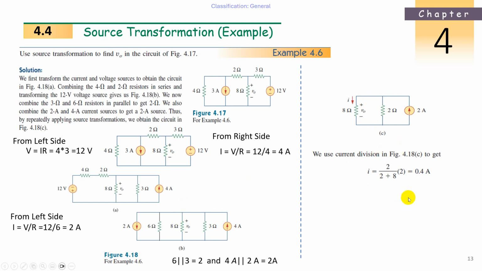So once you get the 0.4 amperes, what is V0? 8 into I, 3.2 volts. So V0 is 3.2 volts.